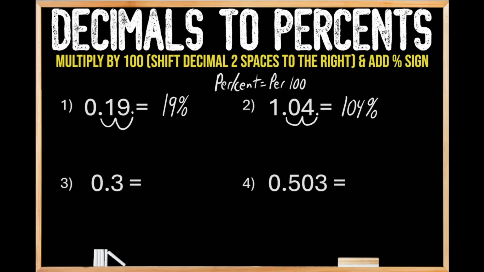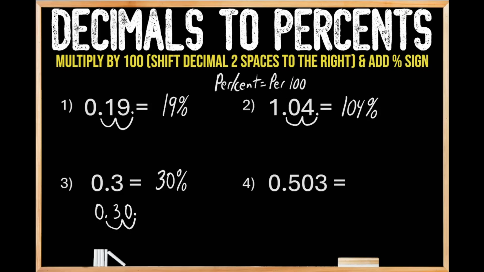104%. Now moving on to question number 3, where this time we have the decimal of 3 tenths. And we're going to multiply this 3 tenths by 100 by shifting the decimal 2 spaces to the right. So we're going to shift it once and twice, and then we're going to fill this empty space with a placeholder 0, and that gives us 30, and then we're going to add our percent. So the decimal of 3 tenths converts into 30%.